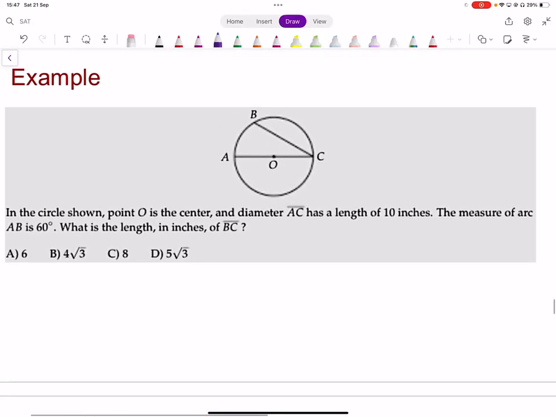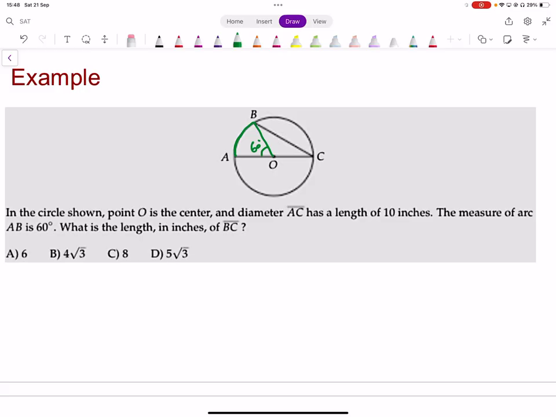Okay, let's have a look at this now. In the circle shown, point O is the center and the diameter AC has a length of 10 inches. The measure of arc AB is 60 degrees. What does that mean? Measure of this arc. Which angle are we talking about? If we make this angle, this is going to be 60 degrees. This is the arc measure. Okay?